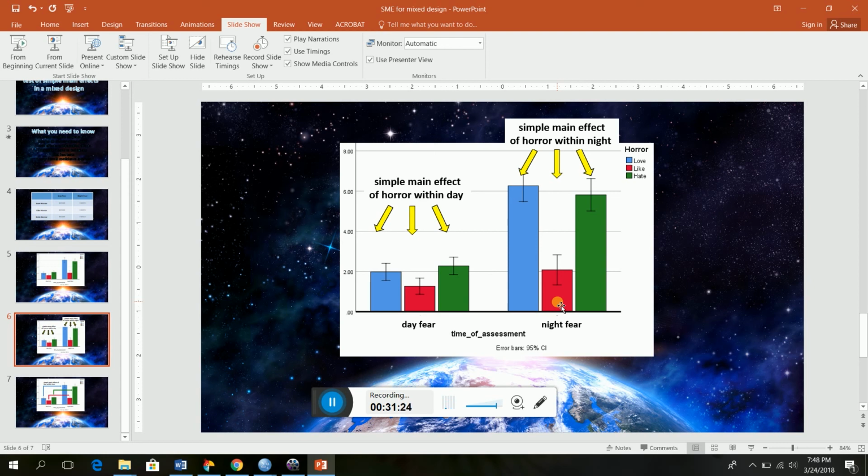And again, it just depends. You have to know, is the factor between or within? And then establish, am I comparing two means or three or more? If it's just two means, that's a t-test. If it's three or more, it's an ANOVA.